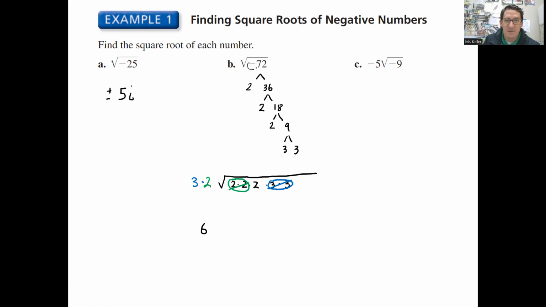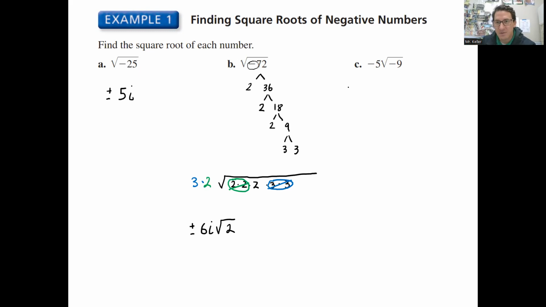Since we have a negative 72, I'm going to throw an i on there. I'm going to put it outside the radical, and then that 2 is still left in. And don't forget, it's still plus or minus. So plus or minus 6i root 2. So that's all you've got to do. When you take the square root of a negative, take whatever the positive would be, and then slap an i on there to make it an imaginary number. Problem solved. We can take square roots of negatives now.